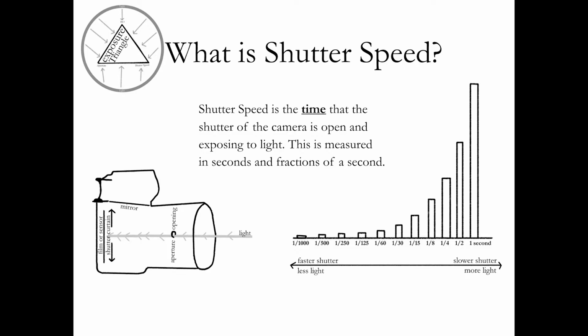Last is shutter speed. Shutter speed is the time that the shutter of the camera is open and exposing to light. And this is measured in seconds and fractions of a second. Here we can see a chart with shutter speeds from 1,000th of a second to 1 full second. We can see that the longer the shutter is open, the more light will be entering the camera through the shutter curtain. The faster the shutter is open, the less light will be entering the camera through the shutter curtain.